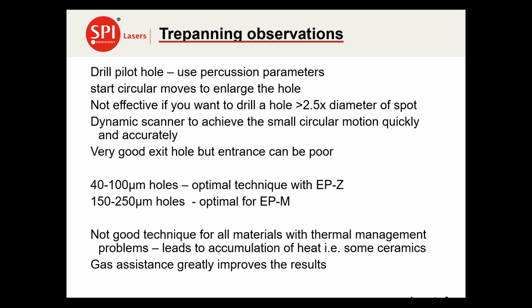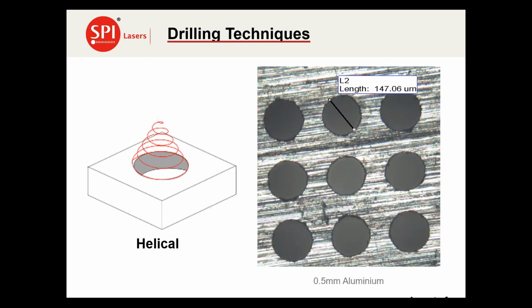Thermal management, as we said before, can be a problem. Accumulation of heat, particularly for some ceramics, gives problems. Alumina, for example, really does not work very well at all. As I said previously as well, using a gas assist can help cool, remove material, improve efficiency, and overcome this to some extent.